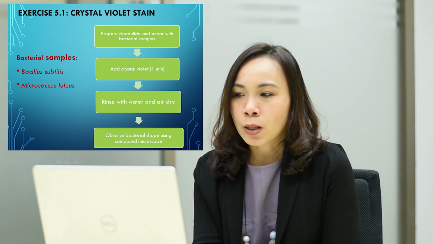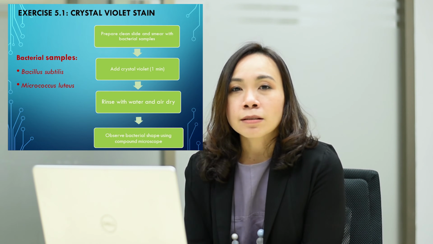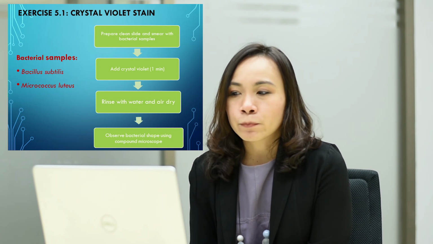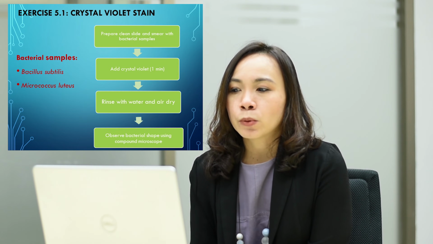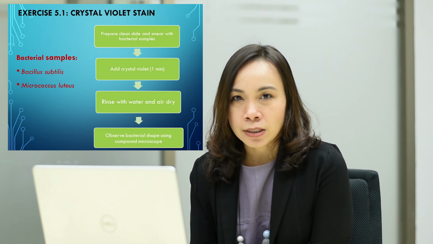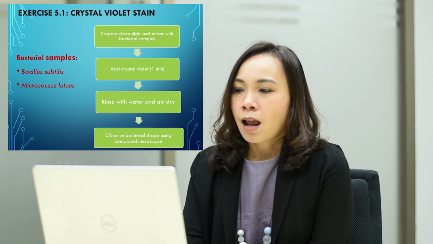Exercise 5.1, crystal violet stain. In this exercise, you have to observe the bacterial shape from two bacterial samples. The first one is Bacillus subtilis. The second one is Micrococcus luteus.